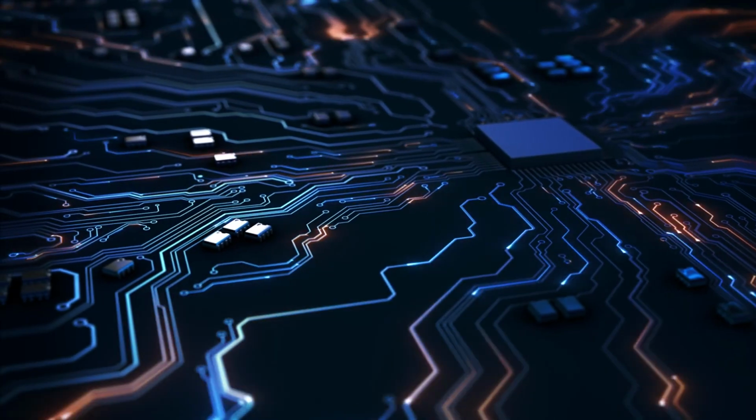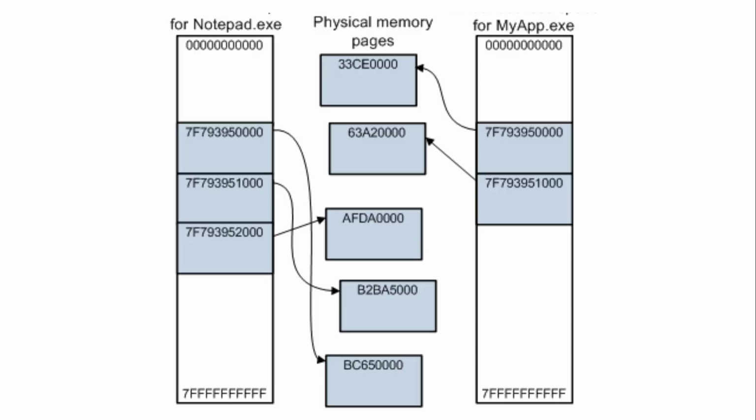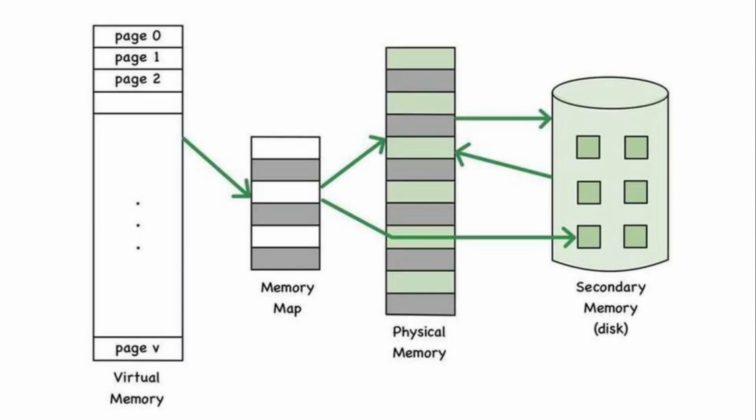When you launch an application, the operating system does not just give it some memory. It creates a virtual address space just for that process. Your program believes it owns a huge, continuous block of memory, even though physically that memory may be scattered across different chips. The OS maps virtual addresses to real hardware behind the scenes.